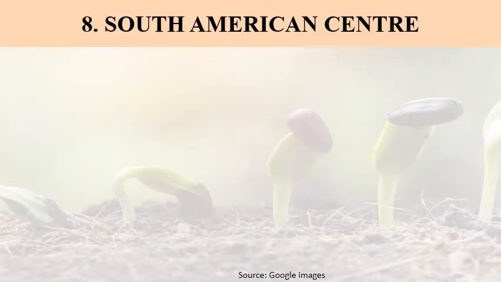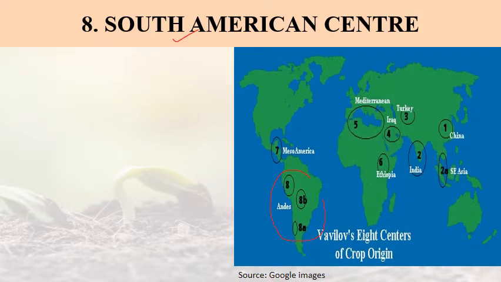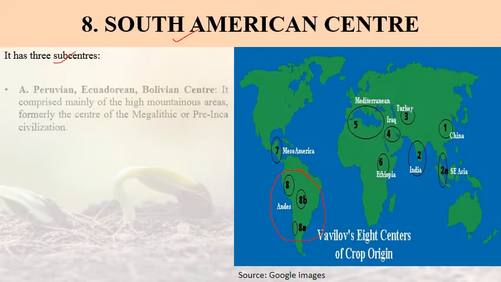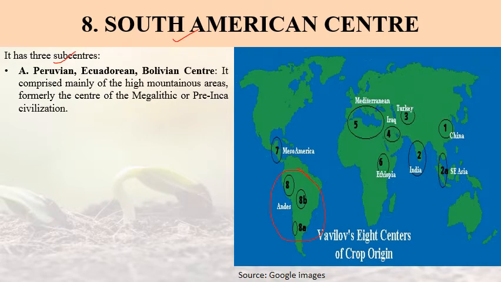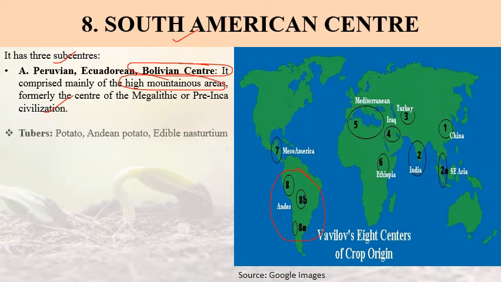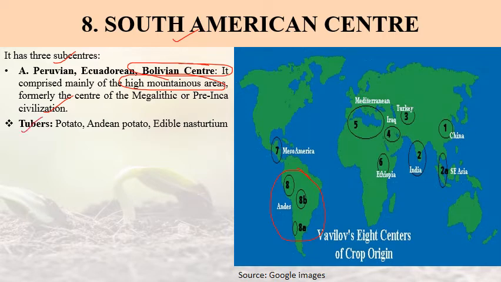Next comes the last center of origin, that is South American center. It includes 3 subcenters, which are, the first one is the Peruvian, Ecuadorian, Bolivian center. It comprises mainly of the high mountainous areas, formerly the center of megalithic and pre-Inca civilization. इसमें जो tuber crops यहाँ पे originate हुई है like potato, Andean potato, edible nasturtium.